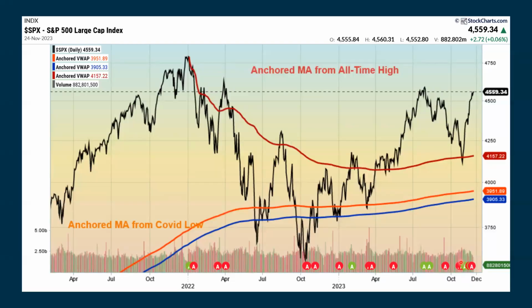Then we look at the anchored moving average going back to the all-time high, and we're well above that. I was showing this chart a few weeks back as we were really headed lower, and we actually broke below it briefly, but then we've been able to bounce back above it.